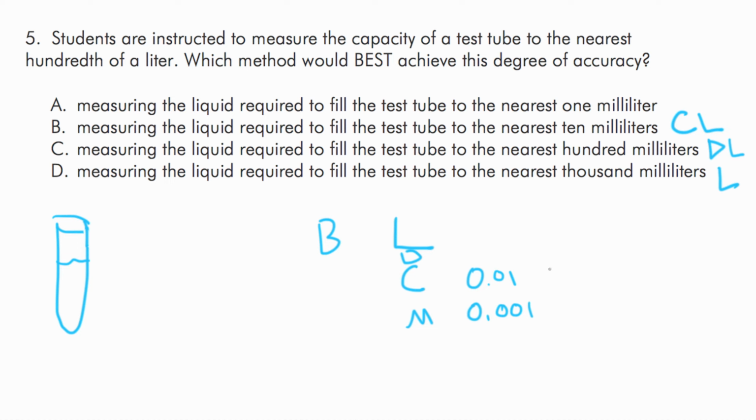There are 100 cents in a dollar. And deciliter is easy to remember because it starts with a D and there's 10 dimes in a dollar. That's the way I like to remember it. This answer would be a hundredth of a liter, which would be a centiliter. Let's see what we have there. 1 milliliter, no. 10 milliliters is a centiliter. And so that would be answer choice B.